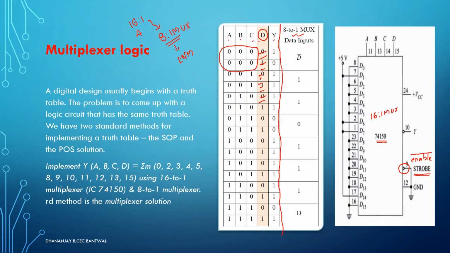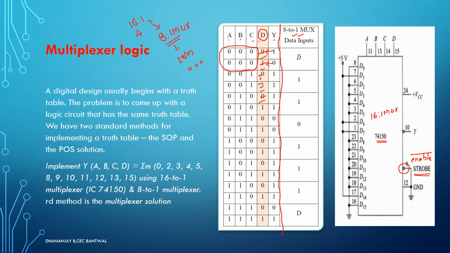So basically ABC is 0 0 0. When ABC is 0 0 0, they have written the output, and the output you are getting is 1 and 0. As you are getting 1 and 0, you check what the value of D was previously. When D is 1, the output is 0; when D is 0, it is 1, because of which they have written D bar.